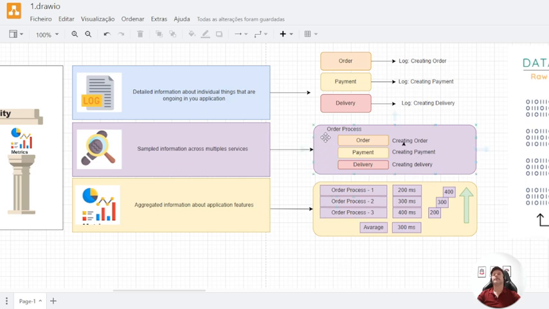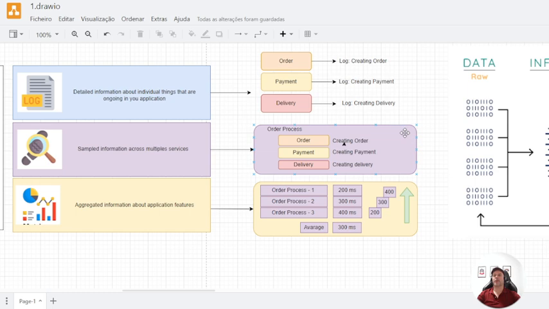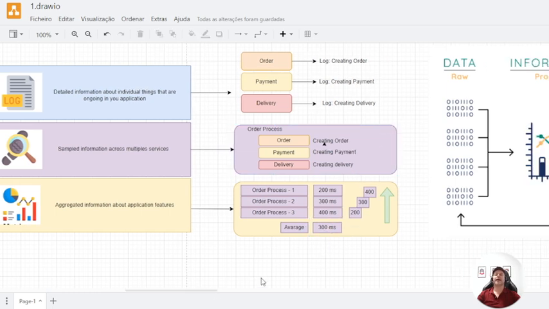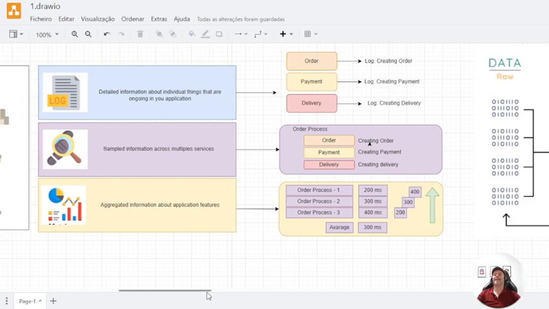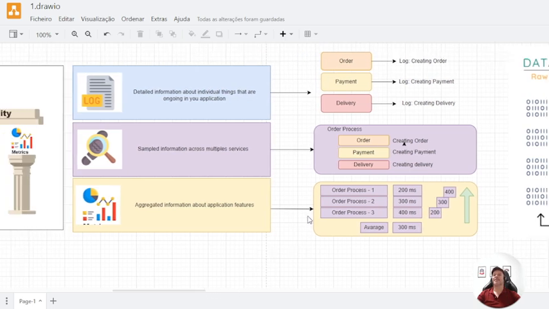How long did it take to execute the order process? 200 milliseconds. When we execute the order process again, 300 milliseconds, and so on. As we can see, the average of this process is 300 milliseconds, and we can see that the time is going up. So we can create a metric to understand the behavior and how the order process works.